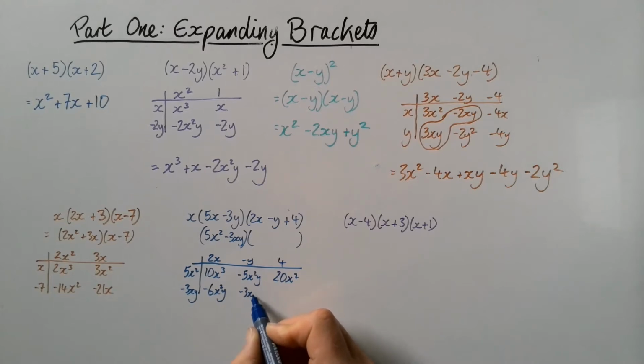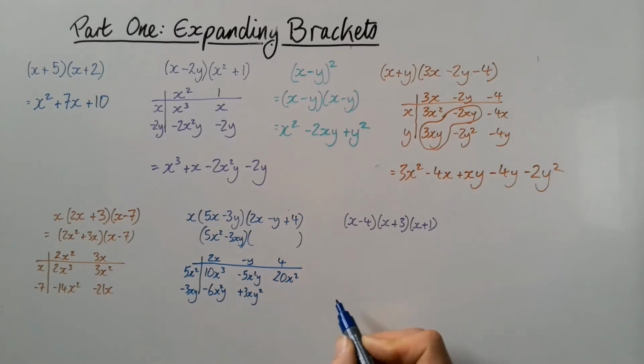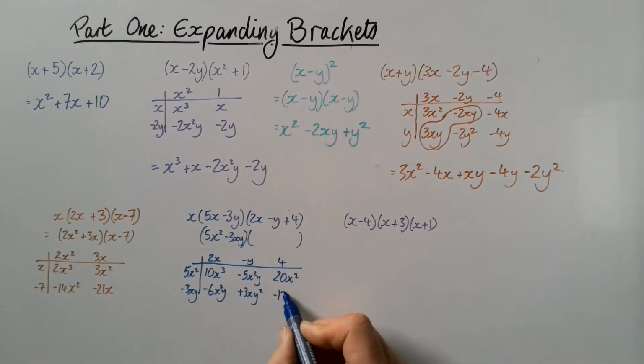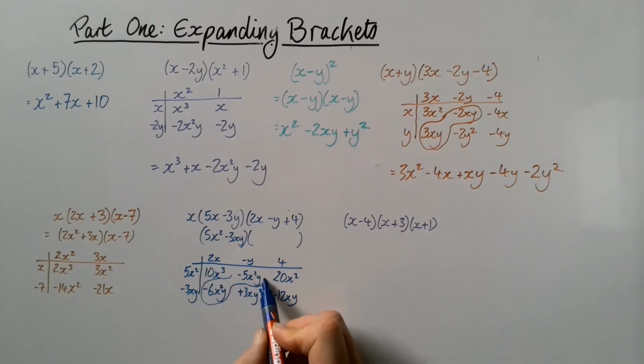Take 3xy squared. Actually, it's not take, is it? Because it's a negative times a negative, so that is positive. And then negative 12xy. And then have a good careful look for any like terms. And these look identical to me, but everything else looks a little bit different.